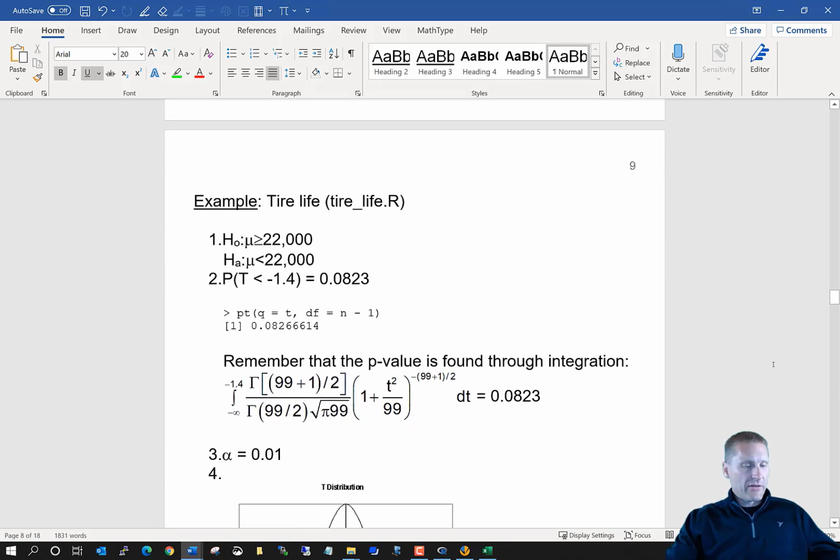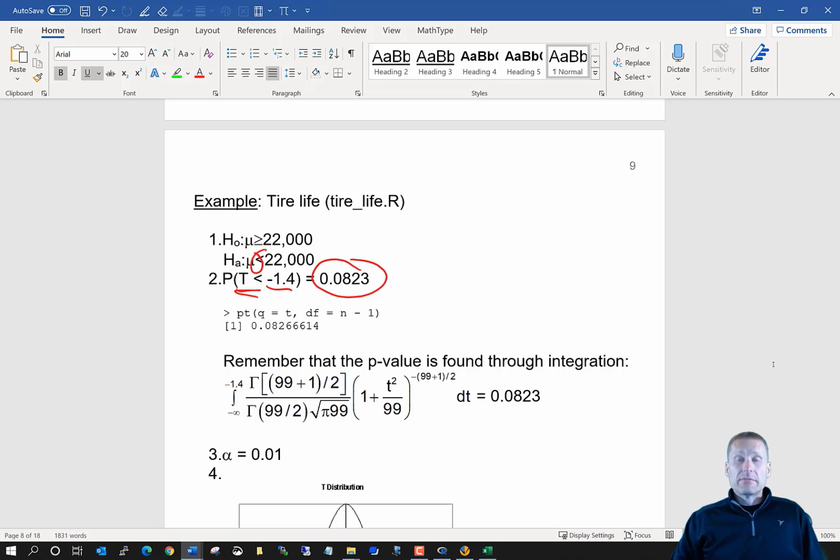Okay, so we're on page 9 here. Tire life example, once again. Test statistic was negative 1.4. I have a left-tailed test, so I need to find the probability that the random variable is less than negative 1.4. That probability is 0.0823.